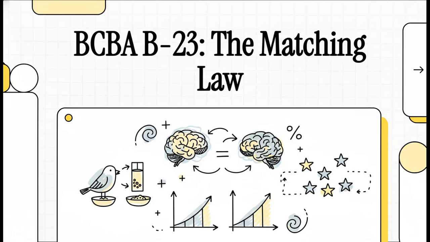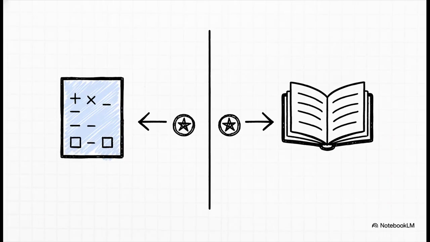Today we are breaking down task list item B23 from the 6th edition, and that is the matching law. Now, this comes from Domain B, which is a pretty big chunk of your exam, about 14%. But understanding this isn't just about getting a question right, it's really about getting to the heart of how and why we make choices. So let's paint a picture.